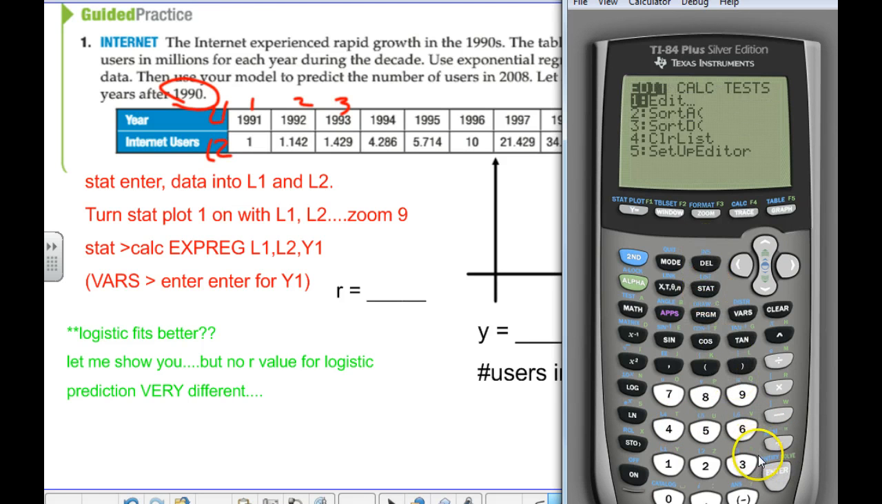And then when you go back to stat, enter, they're all cleared out. Okay? Does anyone not have a list 1 or list 2? You want to put this in list 1 and list 2. We'll make it easier if we all do it the same. All right.